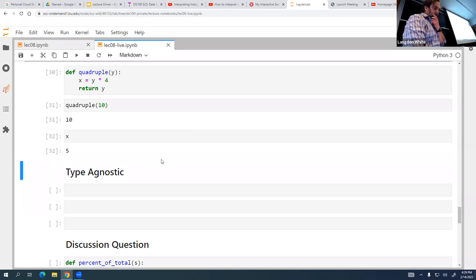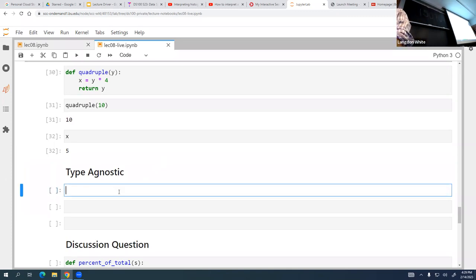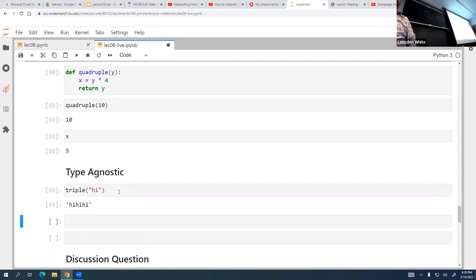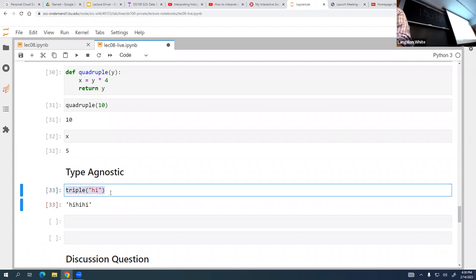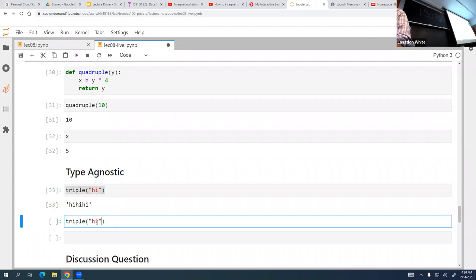And then we talked a little bit about types. If you remember, we can use triple on something like high, because it's multiplying it by three, we know that if we have a string and we multiply it by three, it'll give us that same string three times. So there's nothing, at least in Python, about the fact that triple is normally used with a number that forces it to be used with a number.